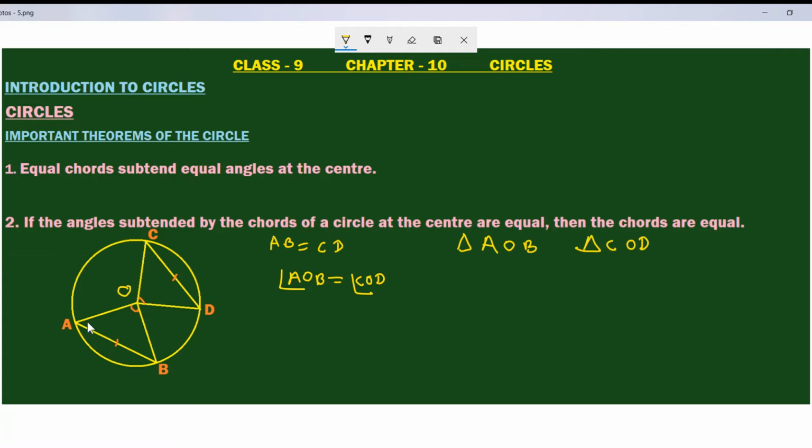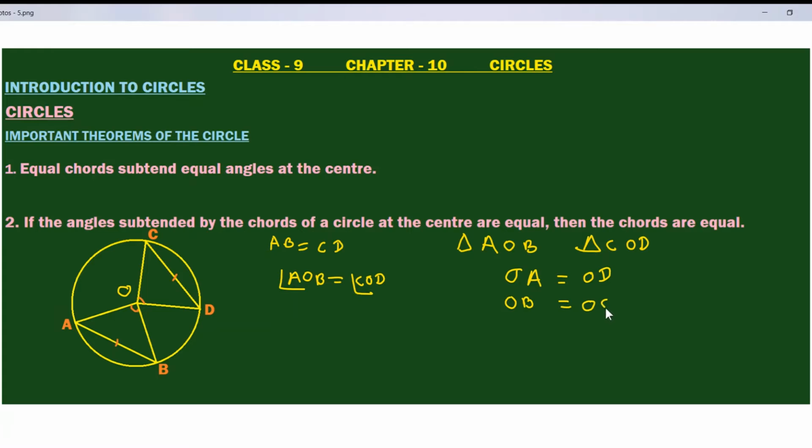Here, OA, OB, OC and OD are all radii of the circle, we know, because A, B, C, D lie on the circumference of the circle. If we join any point on the circumference of the circle to the center, that will be the radius of the circle. So, in triangle AOB and triangle COD, OA is equivalent to OD and OB is equivalent to OC.